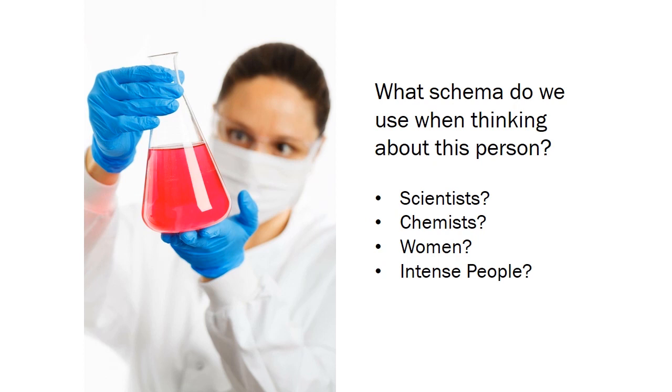And also, this woman looks pretty intense, so maybe you have another schema for intense people generally that you use to inform your judgments and decisions. Which of these would you use? And maybe they lead to different conclusions. Potentially, your schema about a scientist and your schema about a woman may produce distinct judgments about the very same person. So which one is most likely to be impactful?